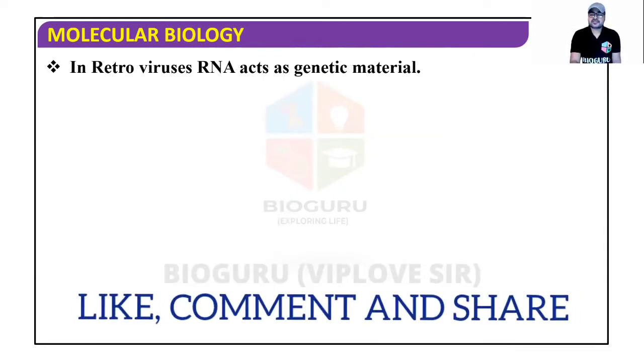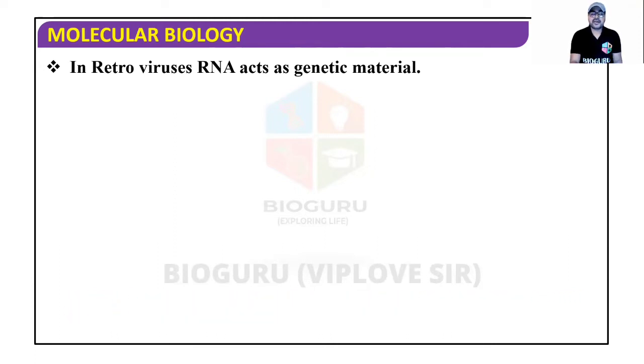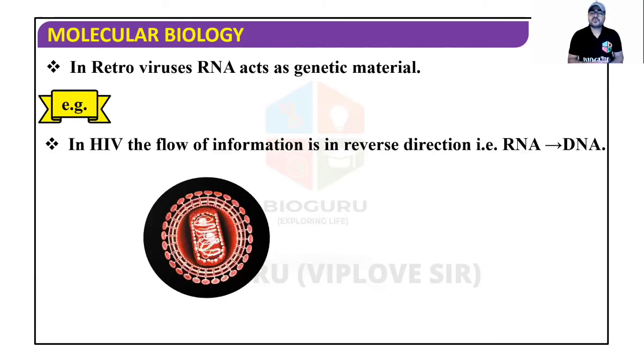But in retroviruses, RNA acts as the genetic material. For example, in HIV, the flow of information is in the reverse direction. So it is called reverse central dogma, because there is formation of DNA from RNA. देखिए, अब RNA से DNA फॉर्म हुआ. जनरल प्रोसेस क्या था? DNA से RNA फॉर्म होगा, it is called transcription. But RNA से DNA फॉर्म हुआ, it is called reverse transcription. And this process or this method is called reverse transcription.